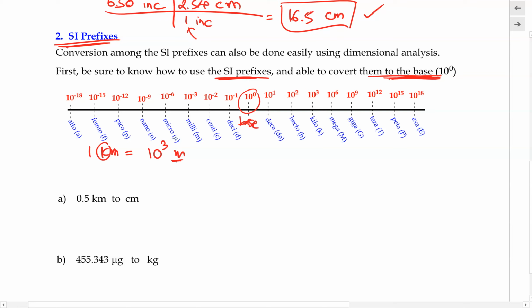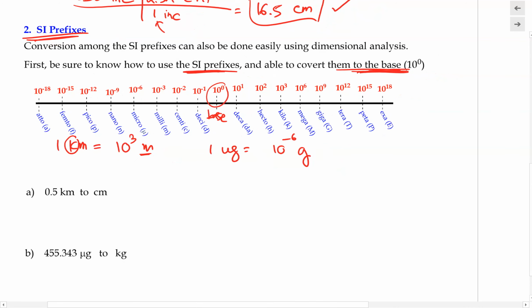Okay. And another example, 1 micro. When we convert this and find its relationship to the base, it is equal to the following. The 1 is 1, so we don't have to transfer the 1 over, and our micro is 10 to the negative 6, followed by the unit gram. So 1 microgram equal to 10 to the negative 6 gram. And maybe another one, 1 femtosecond. Femto is 10 to the negative 15, right? So 10 to the negative 15, followed by the unit second. So 1 femtosecond equal 10 to the negative 15 second.